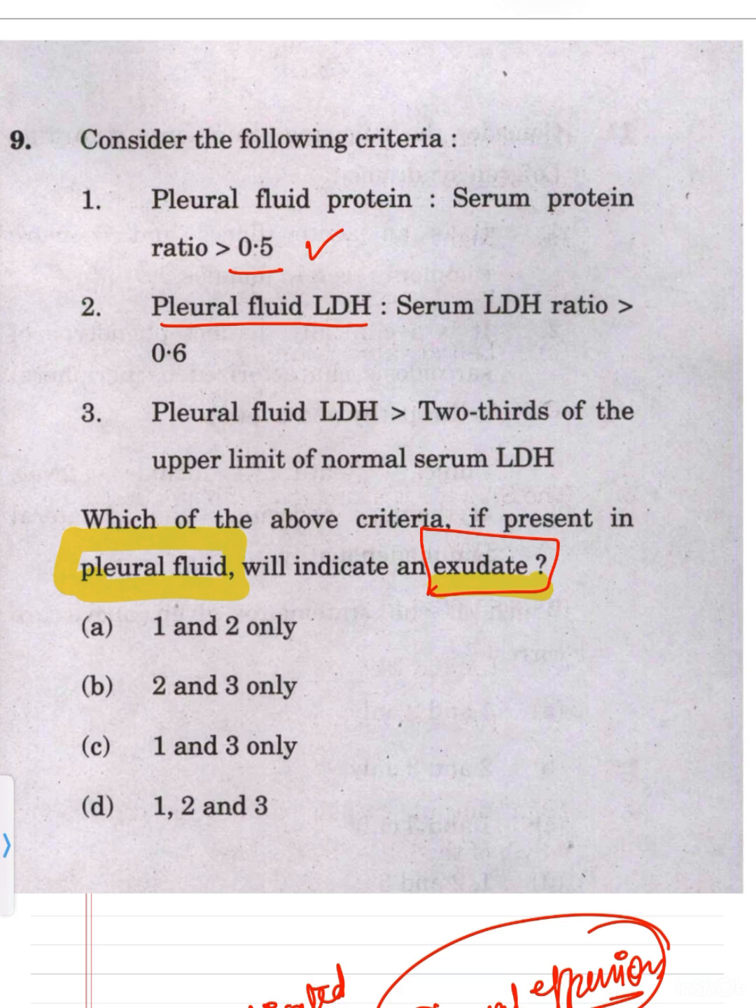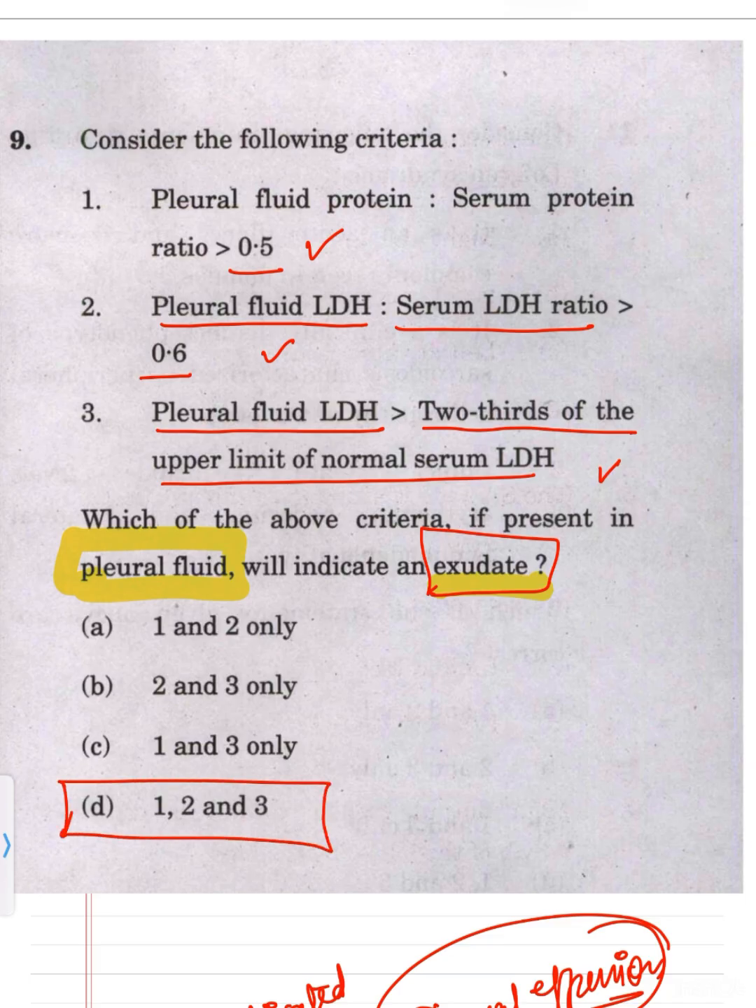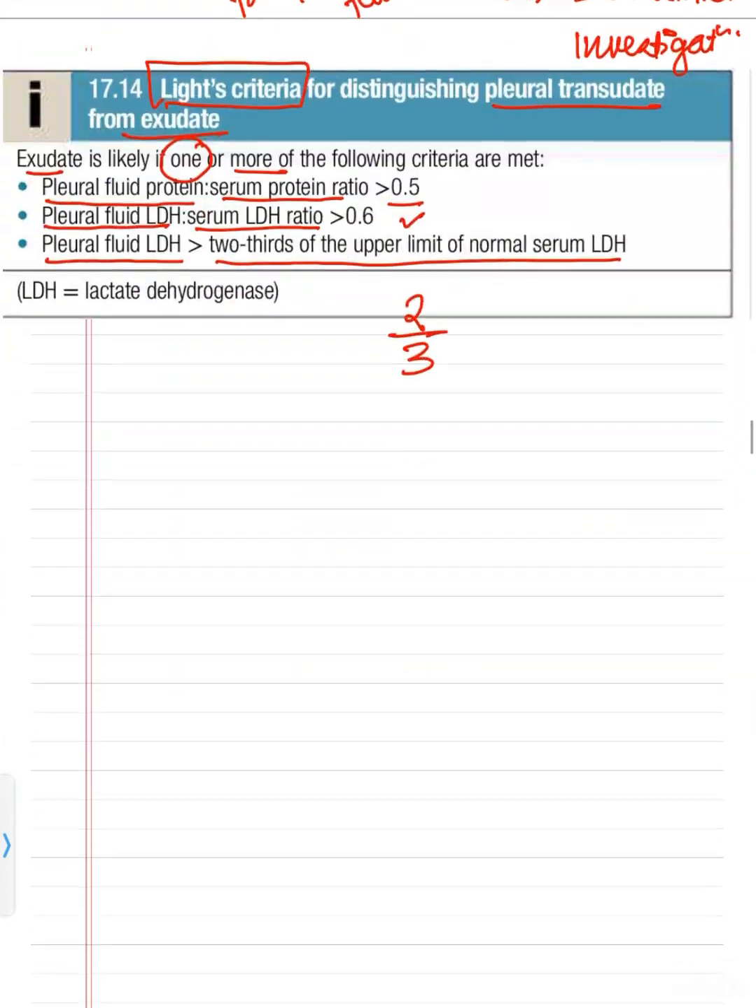Second is pleural fluid LDH, lactate dehydrogenase, to serum LDH ratio more than 0.6. Yes, again this is the second Light's criteria. Then pleural fluid LDH is more than 2/3 of the upper limit of the normal serum LDH. Again, this is the third Light criteria. So it will be considered exudate if any one of them is present. So the answer will be D, 1, 2 or 3. So this is the Light criteria of diagnosis, whether this is exudate or transudate.